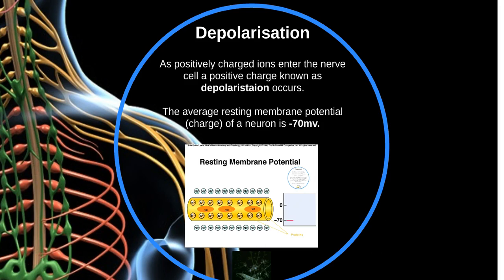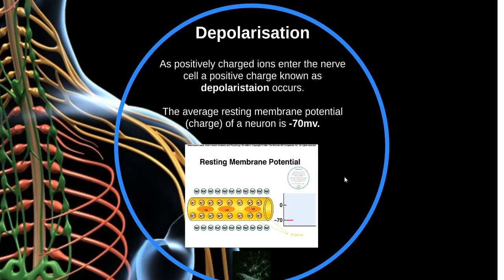So, positively charged ions enter the nerve. This causes an increase in positive charge inside the nerve, and an increase in positive charge is known as depolarization. So depolarization simply means increasing the positive charge within a neuron, the amount of electricity that's there.